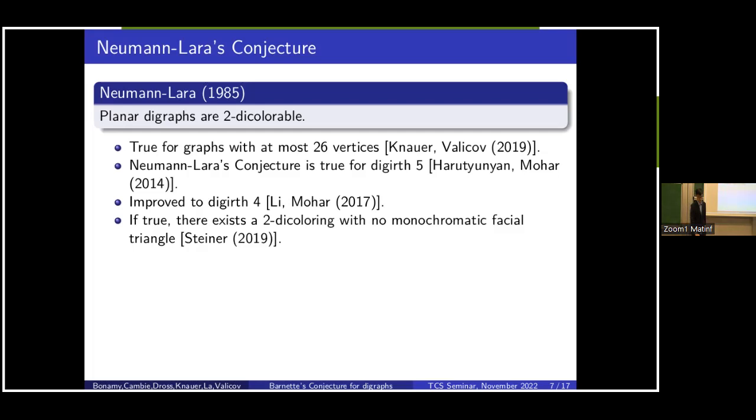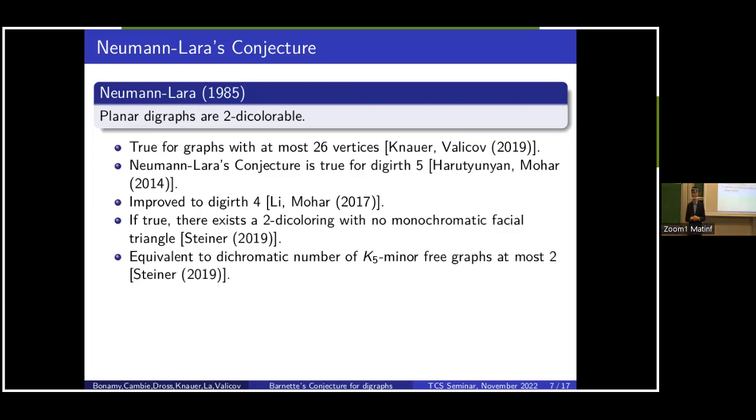Okay, and actually the key feature of planar graphs that is important for this conjecture seems to be the fact that it is K5 minor free, because he also proved in the same paper that this is equivalent to the dichromatic number being at most 2 also for K5 minor free graphs. And actually he gave a counterexample that is K3 minor free, but not K5 minor free, that needs 3 colors. So the important feature of planar graphs here is really the fact that it is K5 minor free.